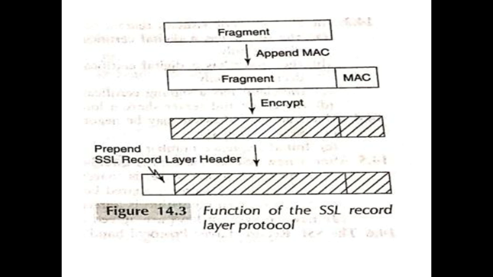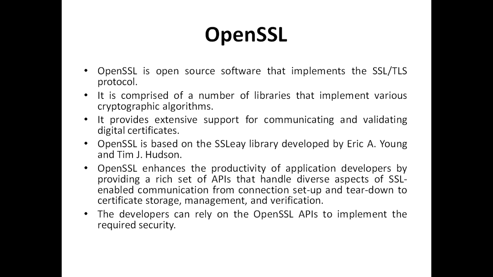This SSL record layer protocol header contains a 1-byte content type field which identifies the higher layer protocol used to process the fragment, and 2 bytes which specify the version number. Finally, the length field indicates the fragment size in bytes. So these are the functions of the SSL record layer protocol.